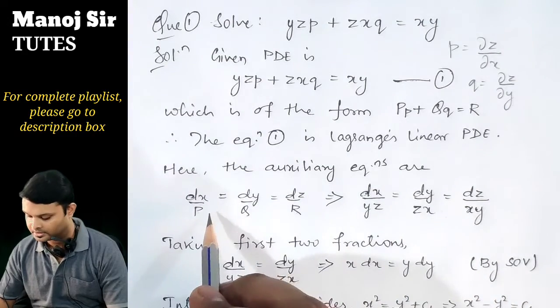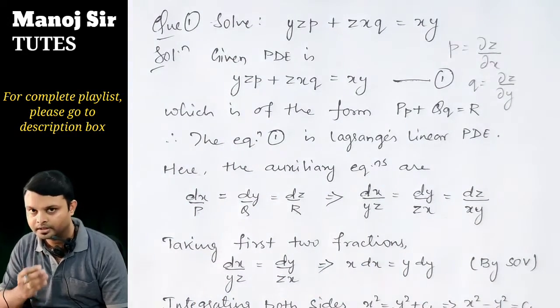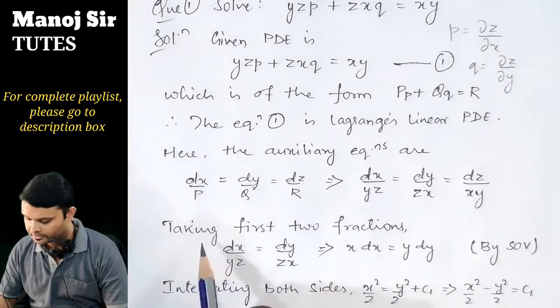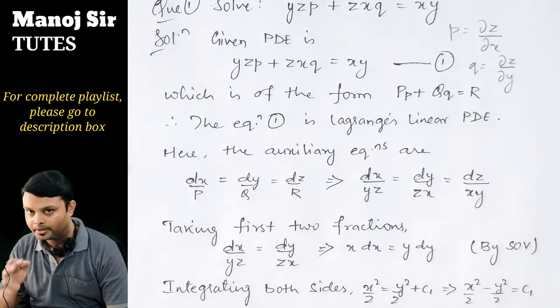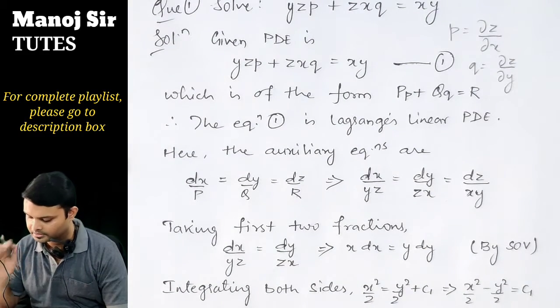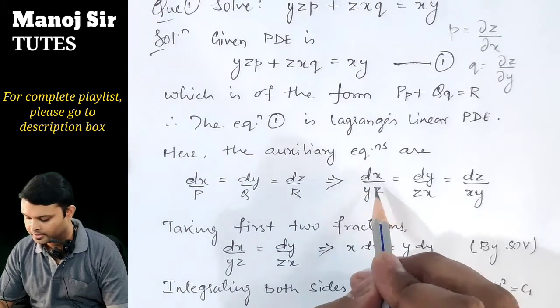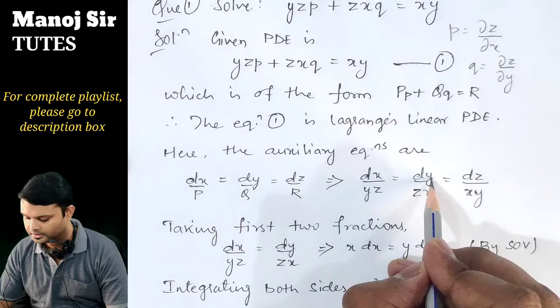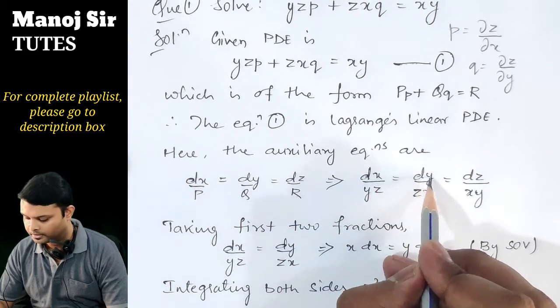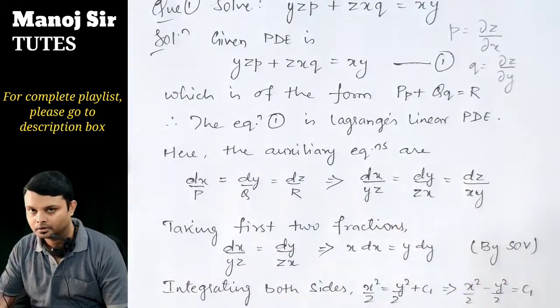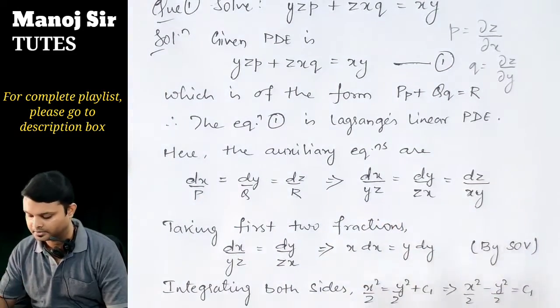Now after finding this auxiliary equation, we need to solve this twice so that we can find the values of u as well as v. So we are taking the first two fractions. When to take fractions? Let us discuss this first. Let's suppose we are taking these two fractions, here we have dx and here we have dy. On taking these two fractions, z must not be there. z should be absent, or if z is there, we need to cancel that z.